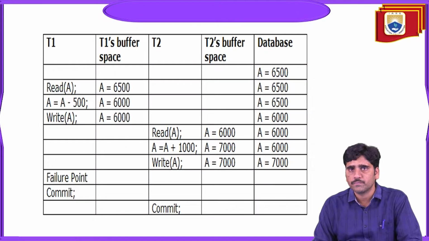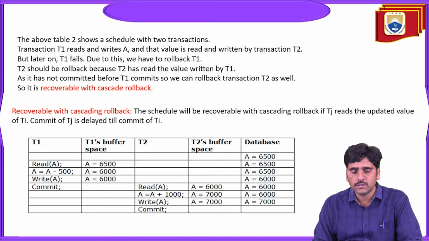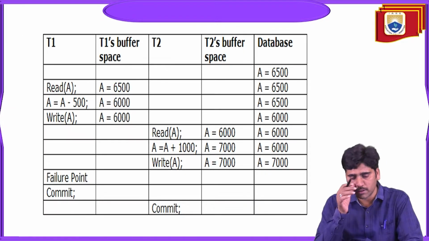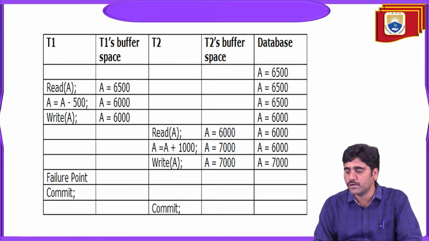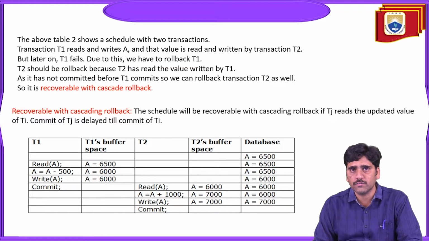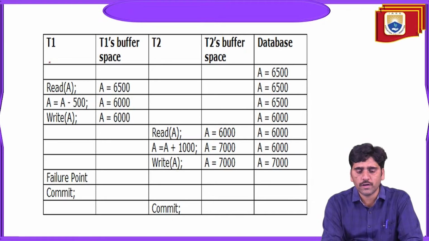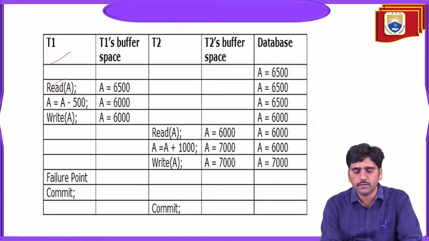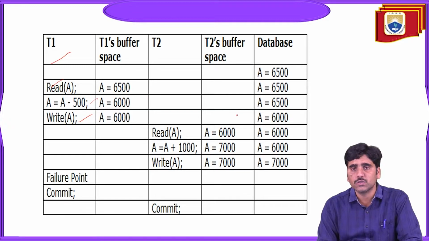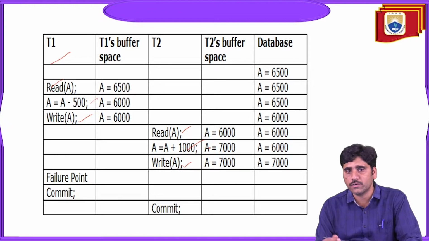And the next one is the recoverable with cascade rollback. So this is the second type. Here, transaction 1 performs a read operation, a debit operation and a write operation. And the next transaction 2 also performs a read operation, a credit operation and then a write operation. So here read and write operations are performed, but they are not committed.